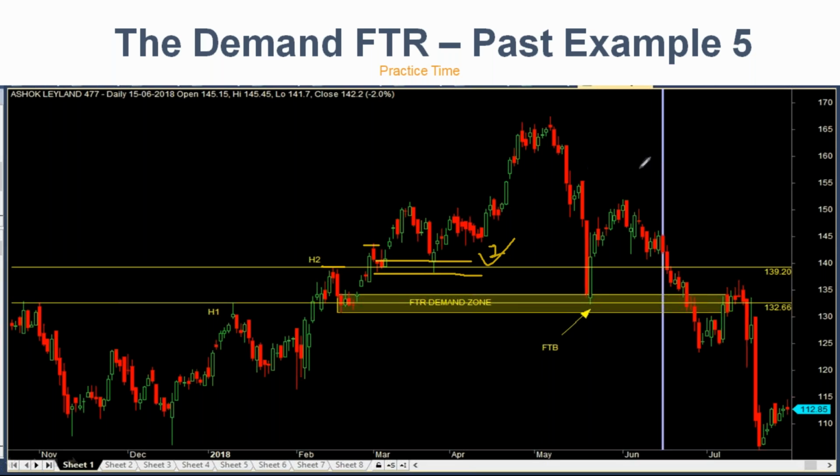Now, according to our swap theory, this is L1, price broke down to the bottom, formed L2. Let me redraw. Anybody who thinks this is not an FTR, question me. This is FTR1, this is FTR2. And that FTR also worked. Any arguments? In between April and May, one more FTR.